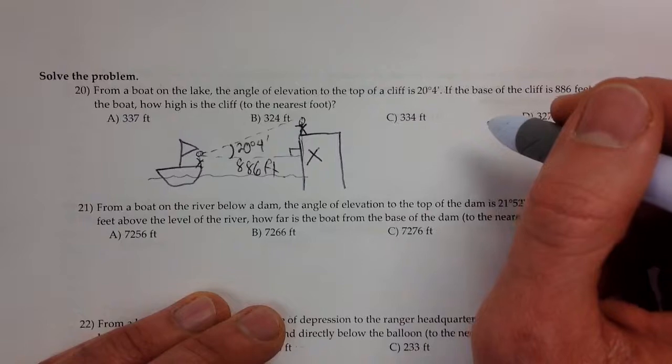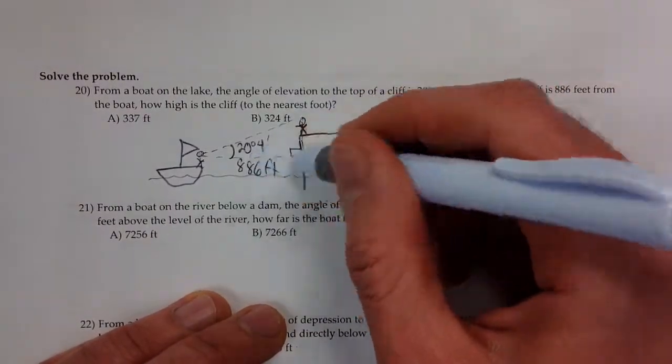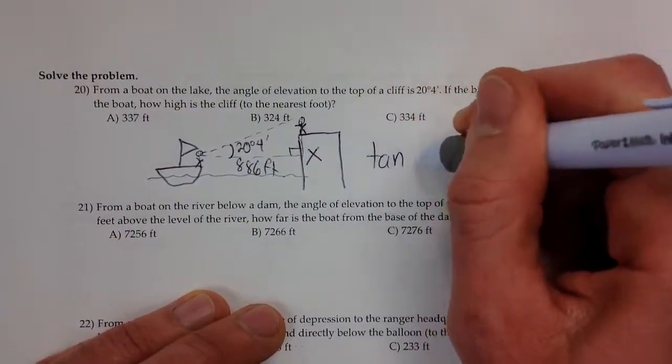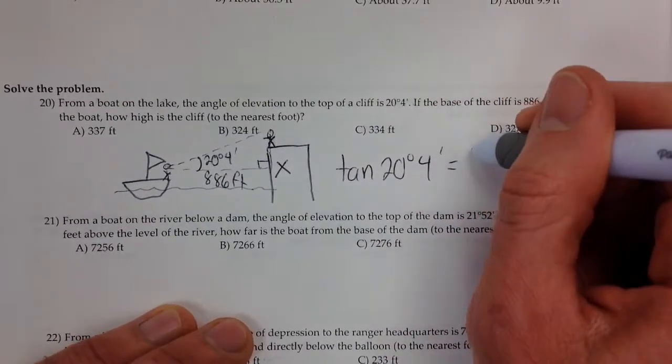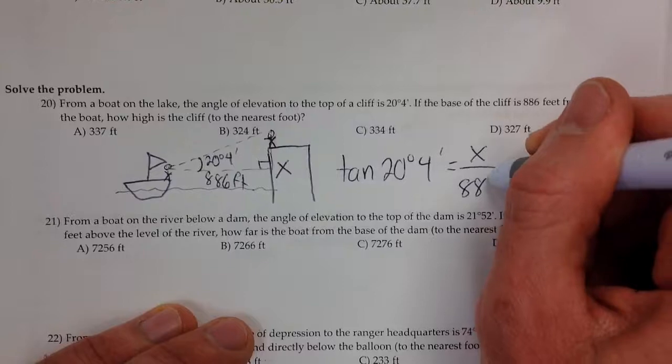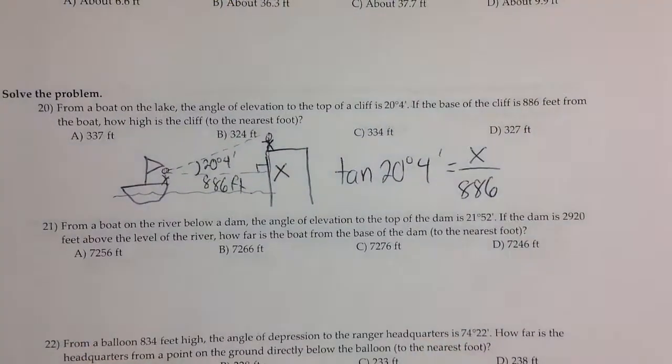All right, so I want to find opposite. I'm given adjacent, so easy peasy lemon squeezy. Tan 20 degrees 4 minutes equals x over 886. Okay, it's not hard.